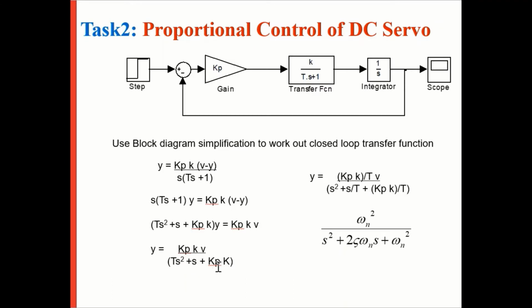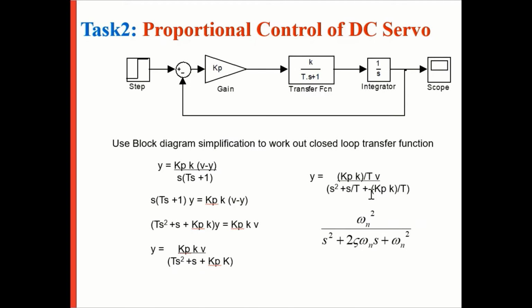Now this one is looking similar to our second order system, but we've got a T in here. So we've got to get rid of that T. So to get rid of the T, we divide everything by T. So this gives Kp K over T. T over T is 1, s over T, Kp K over T. So this is our closed loop system equation now, starting off with this open loop.